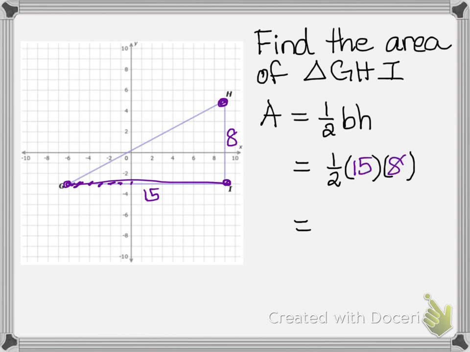My base is 15, my height is 8. And so when I do half of 15 times 8, it gives me a total of 60.